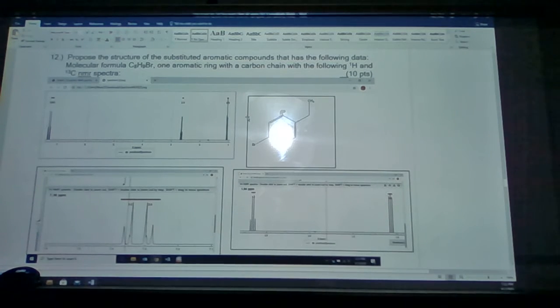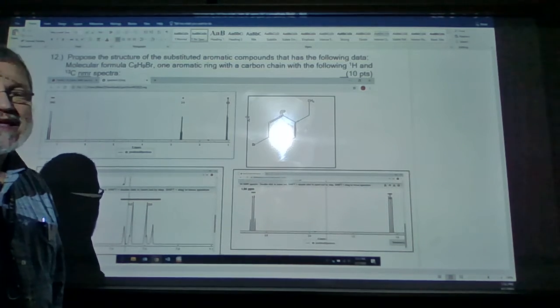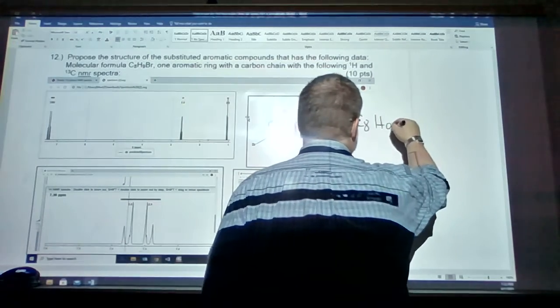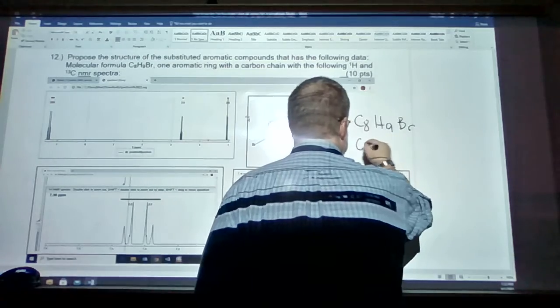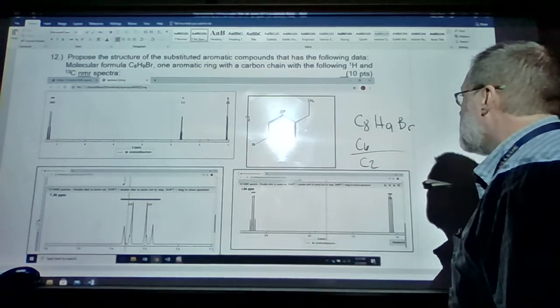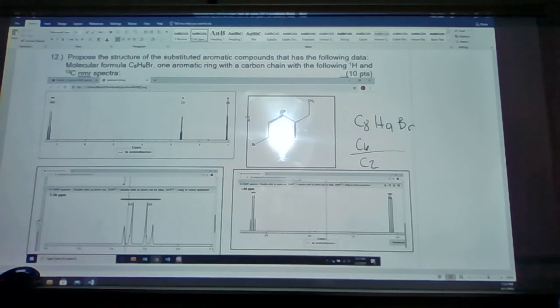Number 12, propose the structure for a substituted aromatic compound with the following data. Molecular formula C8H9Br. It has an aromatic ring and a carbon chain. It has the following proton and carbon-13 NMR. So you know you have an aromatic ring, I've told you that, and a carbon chain. So the aromatic ring comes up with C6. With C8H9Br, we've taken up immediately 6 carbons. You have 2 left. I've told you it's a carbon chain.